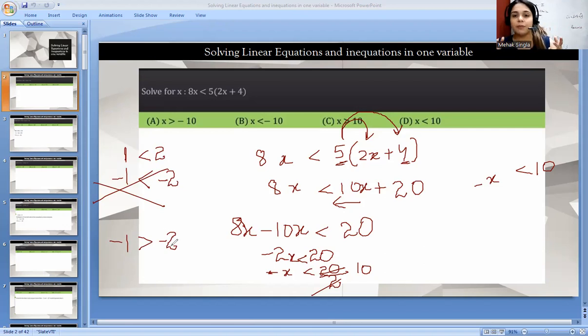Right? So what is happening? Whenever I'm multiplying a negative on both sides, my sign is changing. Right? So from less than, it is going to turn to, yes, greater than.